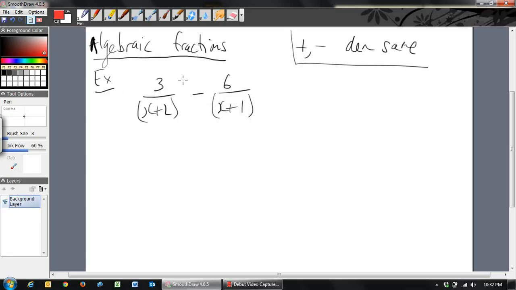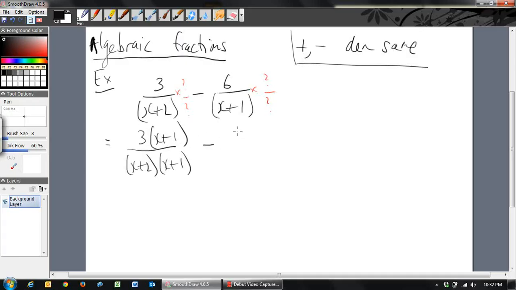So just like normal fractions, we need to multiply this one by something over something, and multiply that one by something over something, to try and get these denominators the same. To get them the same, we want to multiply this side by x plus 1, and we want to multiply this side by x plus 2. So let's just do the first side, 3 over x plus 2. We want to multiply that by x plus 1 to get this common denominator on the bottom, and we need to do the same on the top line, because we're always doing that.